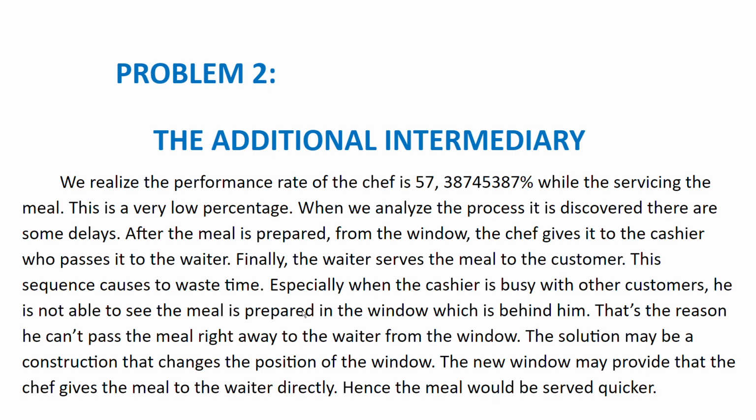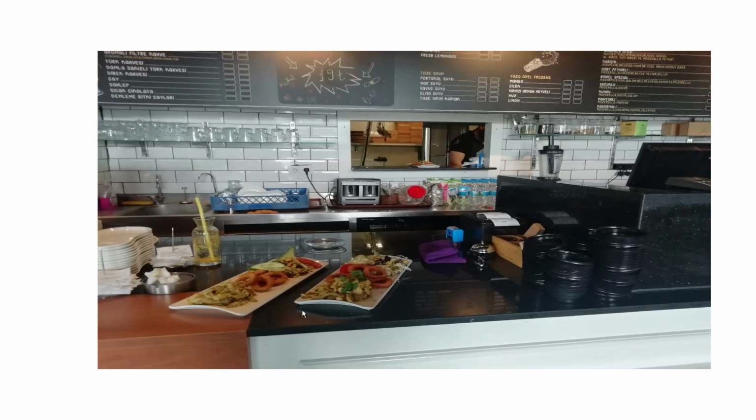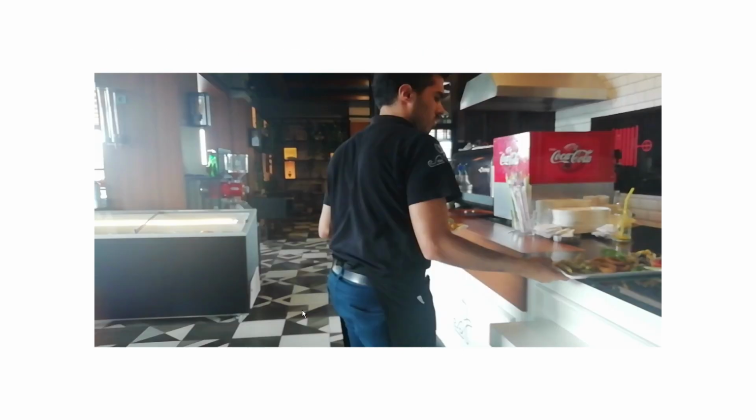Especially when the cashier is busy with other customers, he's not able to see that the meal is prepared in the window which is behind him. That's the reason he can't pass the meal right away to the waiter from the window. The solution may be a construction that changes the position of the window. The new window may let the chef give the meal to the waiter directly. Hence the meal would be served quicker. We see the window where the chef gives the meal to the cashier. Here the waiter takes the meal from the cashier.